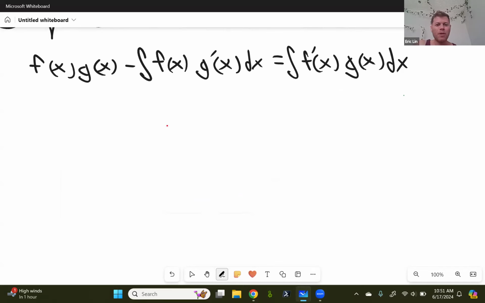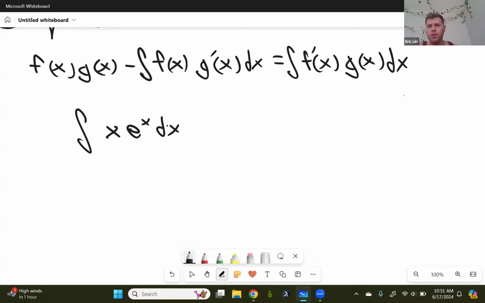Okay, so I'm gonna go with the first example that I have here, which is x times e to the x dx. Now, hopefully those of you who are watching this integration by parts video already know what the derivative and the integral of e to the x is. For those of you who don't know, it's just itself, e to the x. You take the derivative or the antiderivative, it's still e to the x.